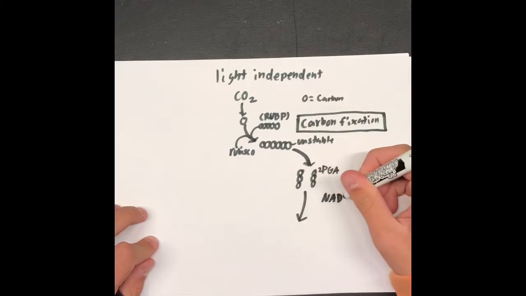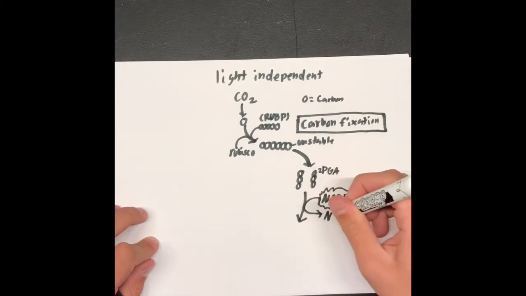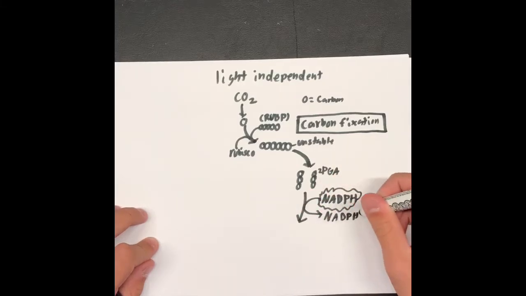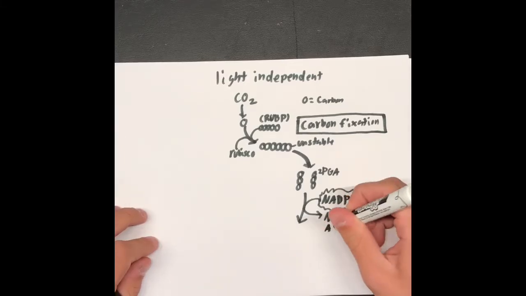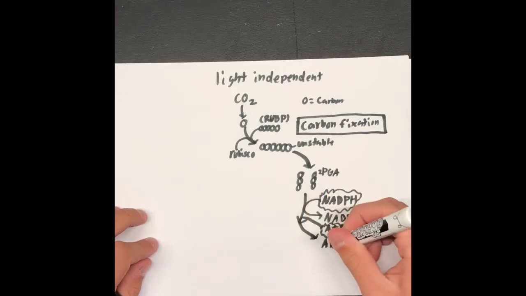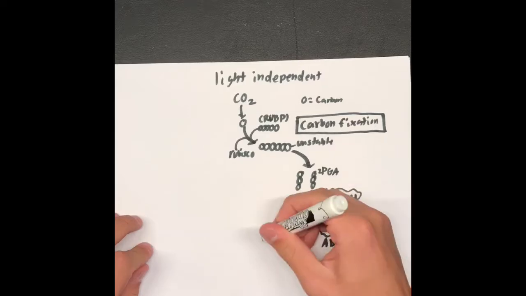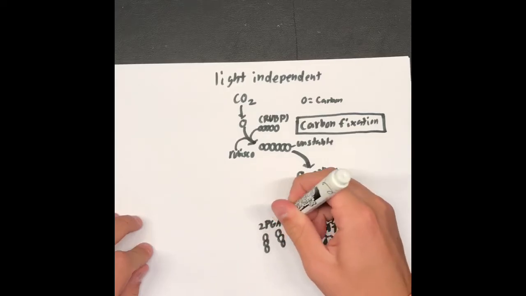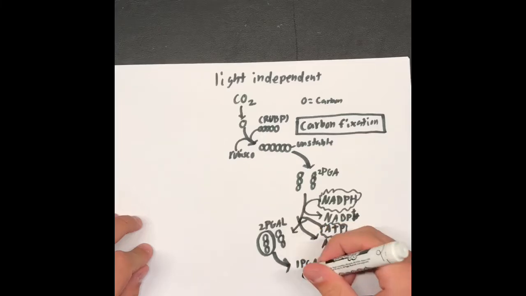NADPH and ATP react with the PGA molecules to create a substance called PGAL. In this process, NADPH gives the PGA molecules one electron, and ATP reacts with the PGA molecules, giving it one of its phosphate groups, creating ADP and PGAL. One of the two PGALs leaves the cycle and joins with another PGAL to create glucose.